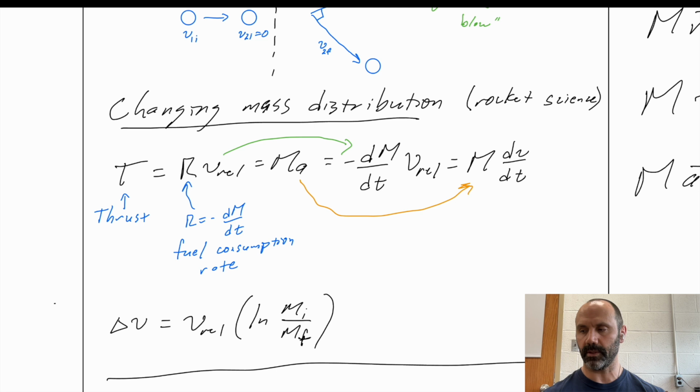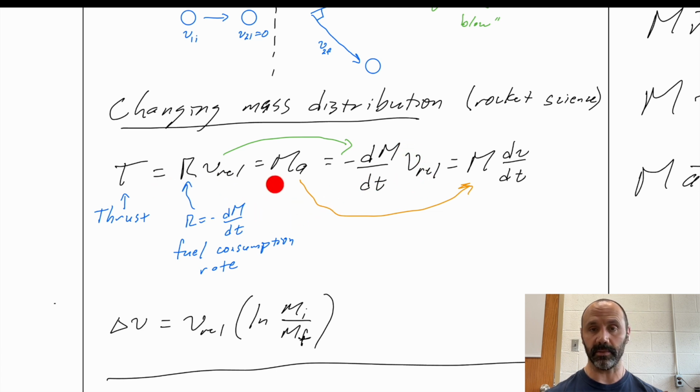Sometimes people will say, hey, it's not rocket science. Well, this time it is. And so you've got a couple of equations, relationships you're going to use. So T is thrust, R is negative dm dt, right? And that shows up here. It's the fuel consumption rate. So the idea here is that it's like a stream of particles, except that the rocket itself is losing mass as time goes on. And so that's what R is here. It's the rate at which the rocket is losing mass. That times v rel, the relative velocity. So we get this equation as well.